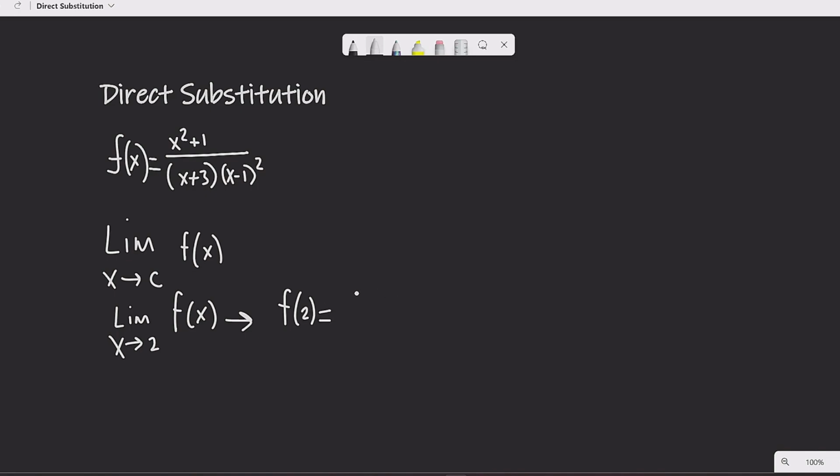And so what value do we get? We get 2 squared plus 1 over 2 plus 3 times 2 minus 1 squared. And this adds up to 4 plus 1, which is 5. 5 times 1 squared, which is just 1, so 5. And so our answer is 1. And what this is telling us is that the function is approaching the value of 1 as you move from the left and the right. And so this limit exists, and it is 1.